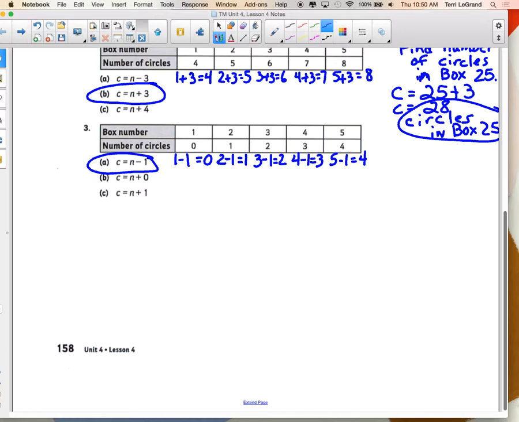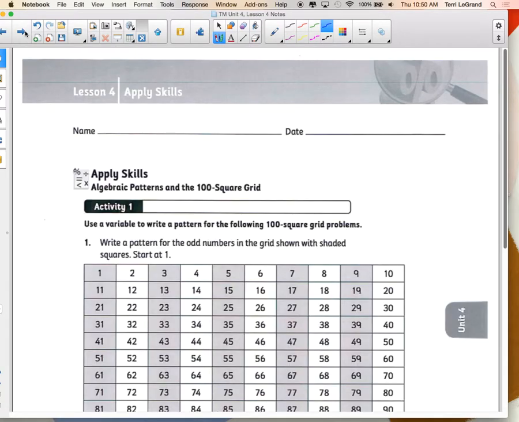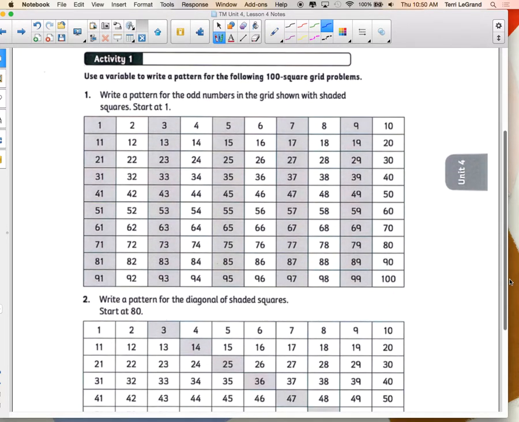Okay, let's go to this next page, at the back side of that page, or is it on the next sheet? I don't know which way it is, but we're doing activity 1, where it says use a variable to write a pattern for the following 100 square grid numbers. Okay, our algebraic pattern is going to have just one variable in it. It's not going to be an equation. We're going to write what we call an algebraic expression.